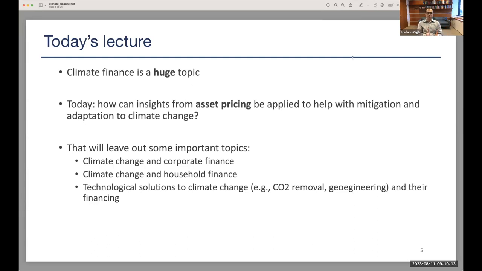Okay, so I'm going to have an asset pricing perspective. Of course, it means I will leave out some topics. So I will leave out basically the corporate finance aspect of it, the impact finance aspect of it. I'm not going to talk almost at all about household finance, okay? And I'm not going to talk about technological innovation, which I think is really crucial in dealing with climate risk. And again, financing this technological innovation is extremely important, and I'm not going to have time to go there. Okay, so I'm going to talk more about the more standard macro climate finance issues.